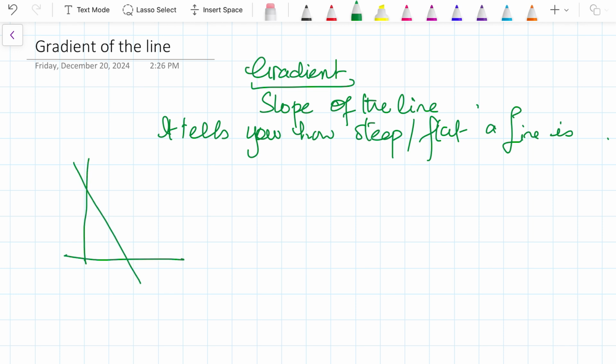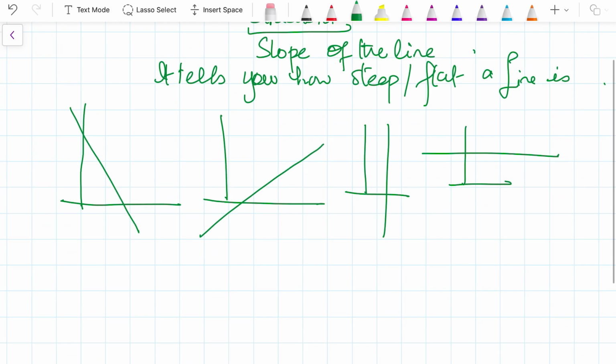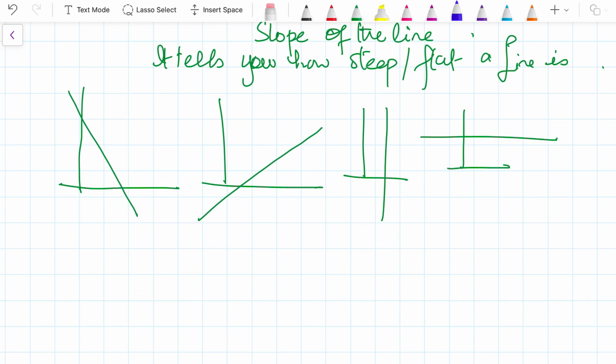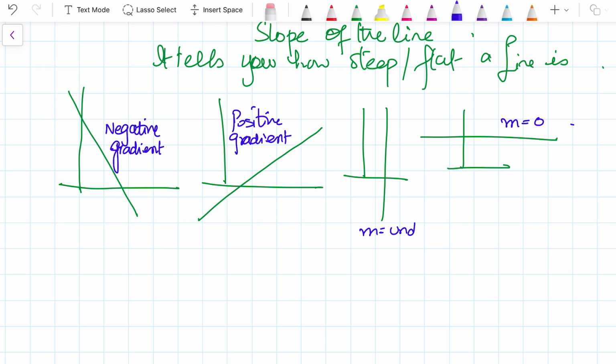There are four possibilities of a line: downward sloping, upward sloping, vertical, horizontal. So a downward sloping line has a negative gradient, whatever value it has, but it will have a negative gradient. Upward sloping line has a positive gradient. A horizontal line has zero gradient and a vertical line has an undefined gradient. So these are two special cases.